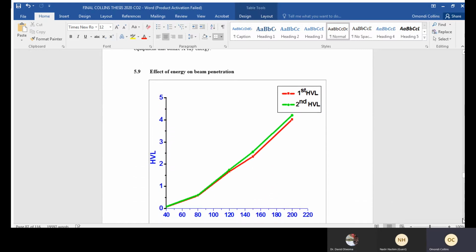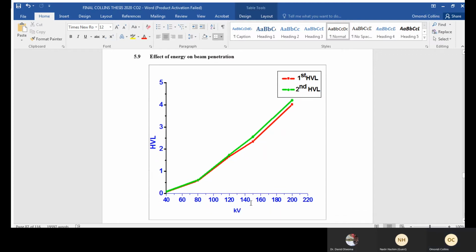So this is the penetration power. Again, as you increase the voltage, the photon energy increases. Then eventually, the beam is more penetrating. So again, ideally, this should be the same, but the second half value layer is attenuated differently from the first half value layer. And this is because of the material that is used in this case.